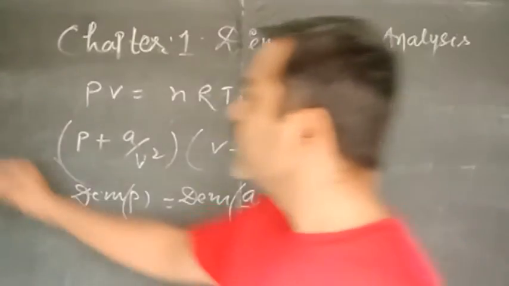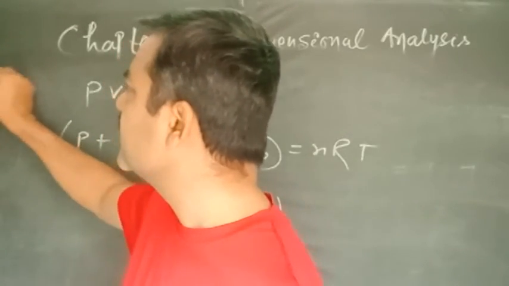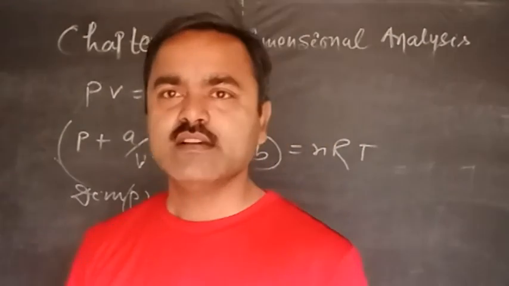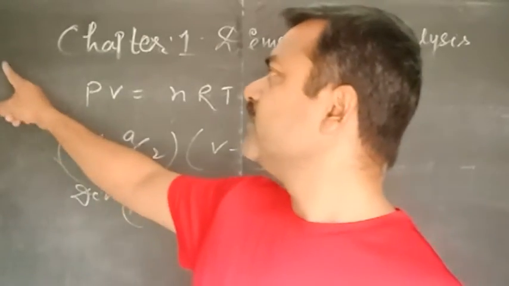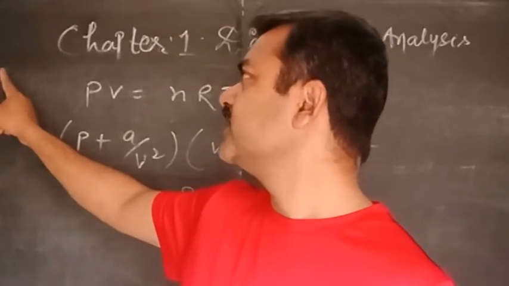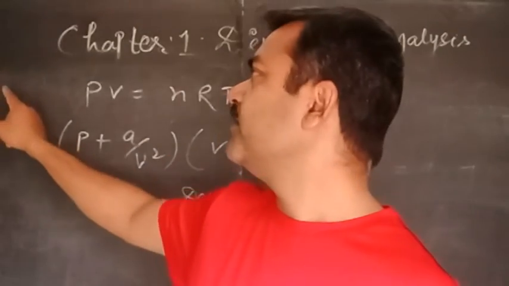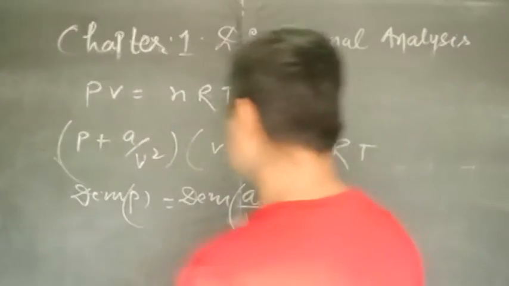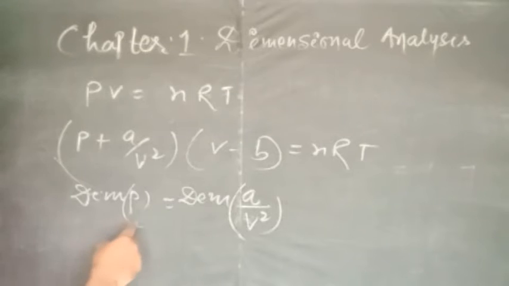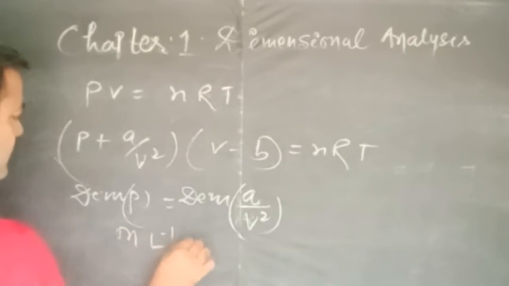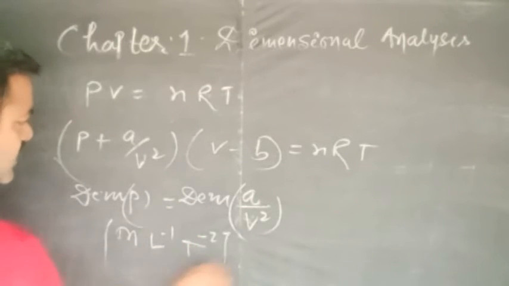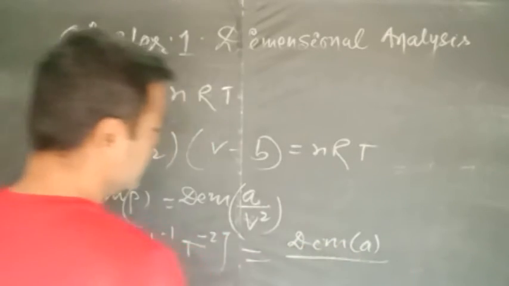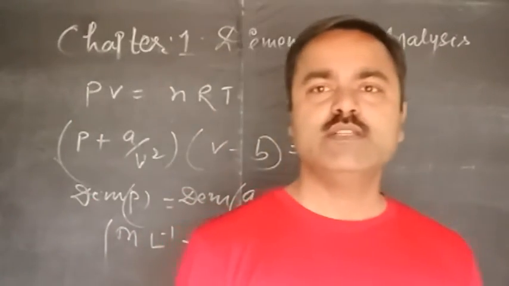Clear? Because you know P equals F upon A, where F is force and this one is the area. So if you write the dimensional formula, it is MLT minus 2 upon L square, that is ML minus 1 T minus 2. So directly write here the dimensional formula of pressure, ML minus 1 T minus 2, equals the dimensional formula of A upon V square, and V is the volume.